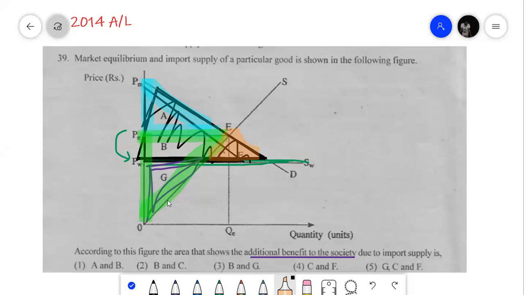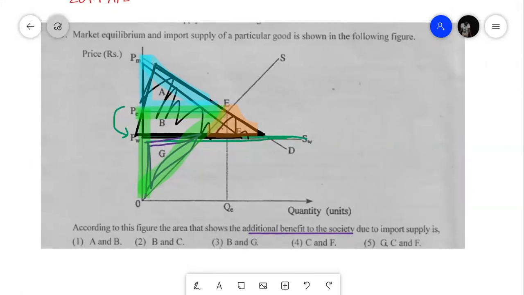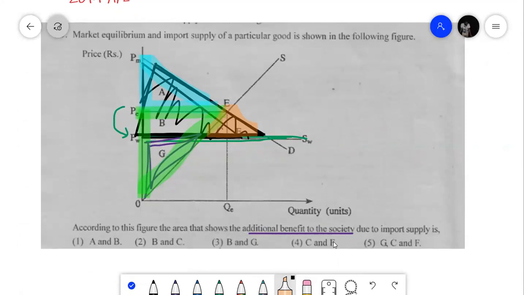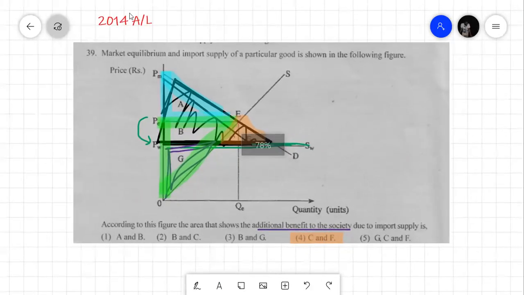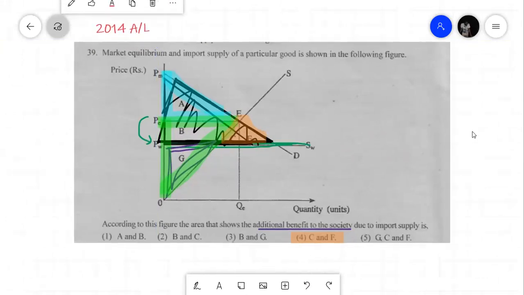Earlier they were only getting this much. Now they are getting this additional part also. So because of importing, there is an additional supply that comes. So which one? We go with C and F. This is our answer for 2014: C and F.